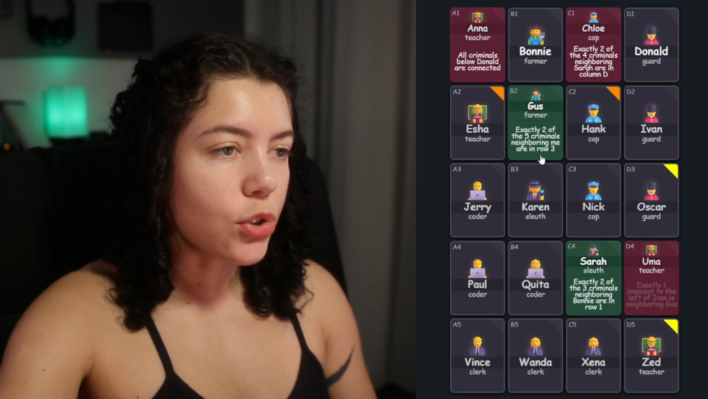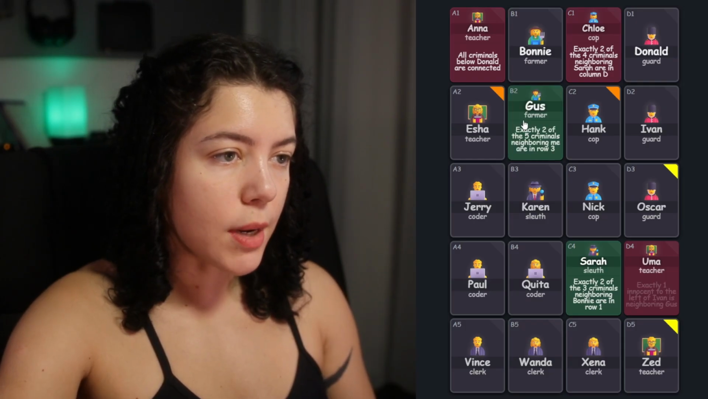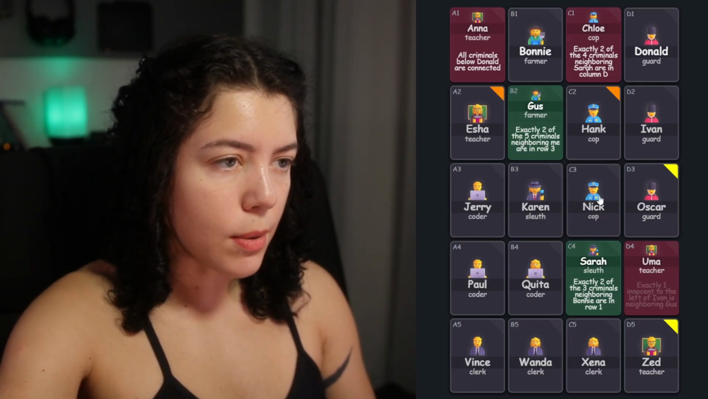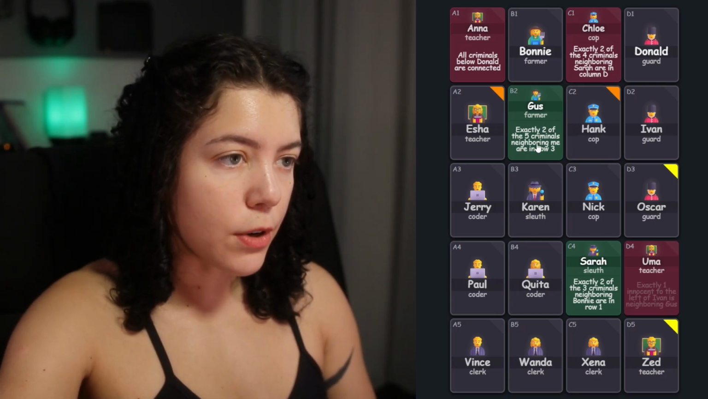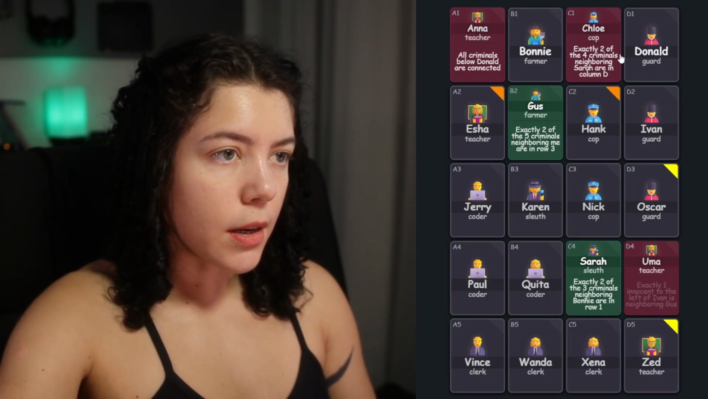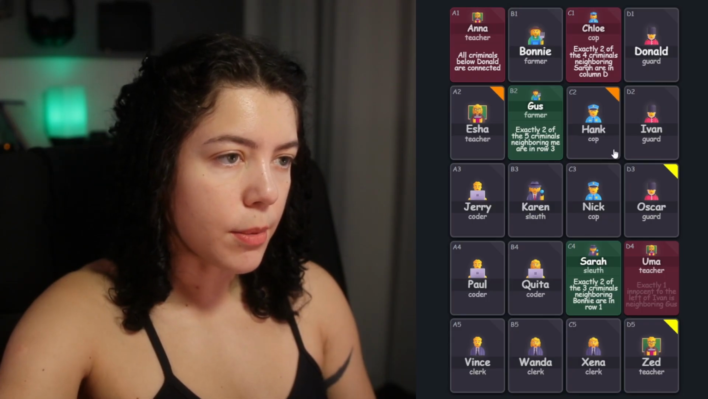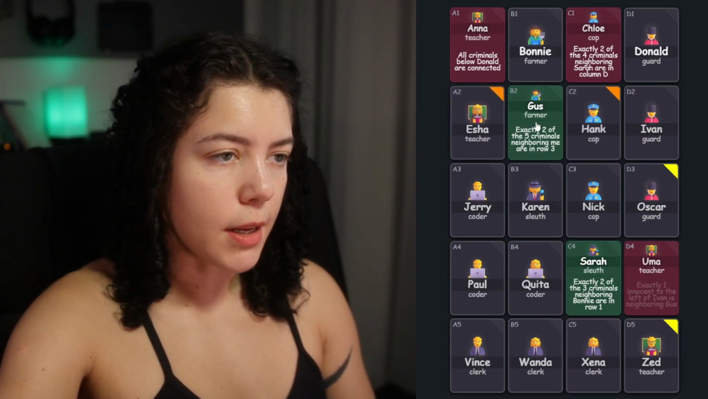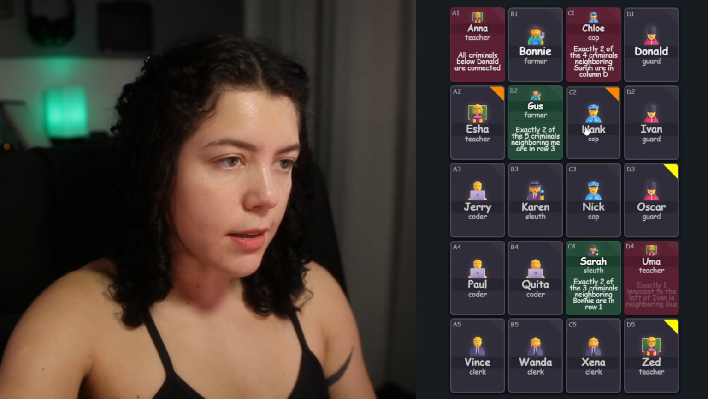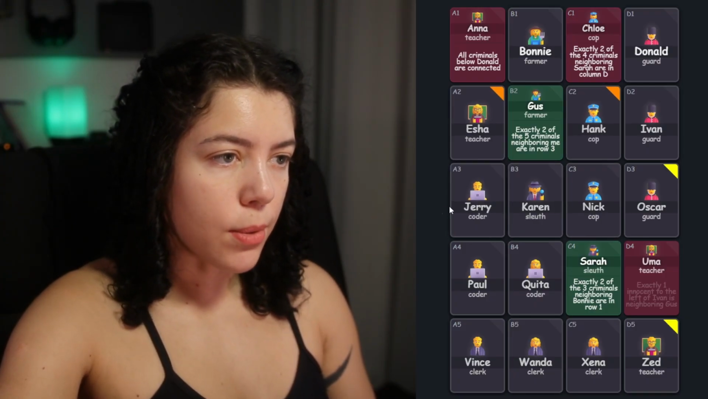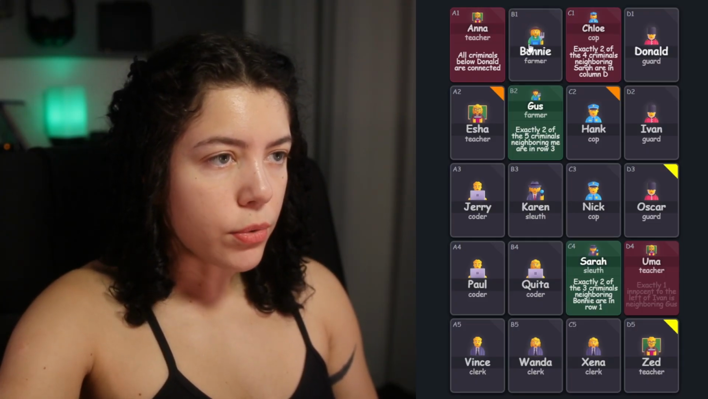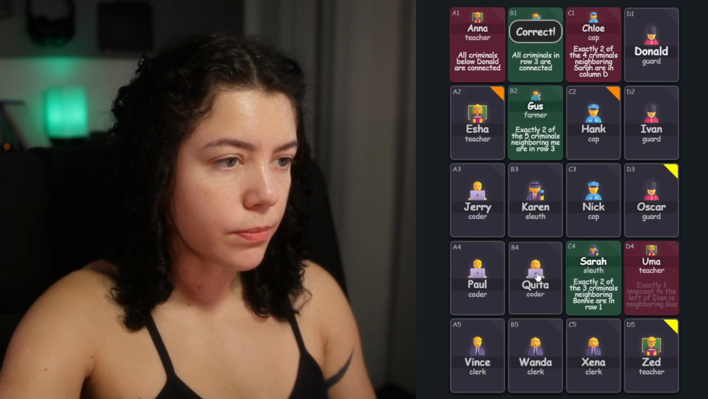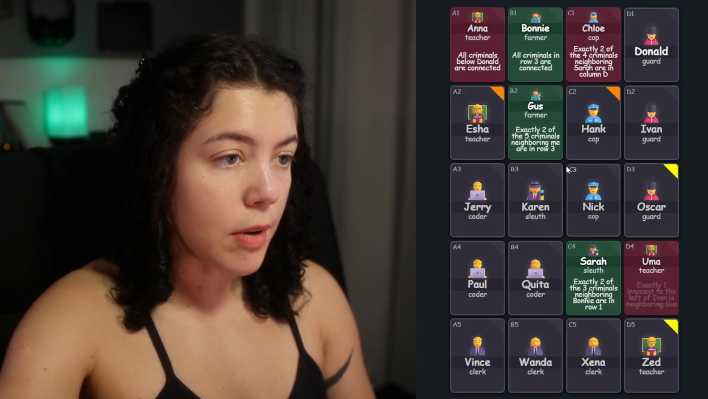Gus now says that exactly 2 of the 5 criminals neighboring him are in row 3. So below him in row 3, there's 3 people neighboring him, and 2 of them are criminals. He needs 5 criminals total. So there's 2 people here who are criminals and neighbor him. There's going to be a third criminal neighboring him in row 2, and 2 more criminals neighboring him in row 3. So that's his 5 criminals, right? Which means that Bonnie is not a criminal, because we know the last 2 are down here in row 3.